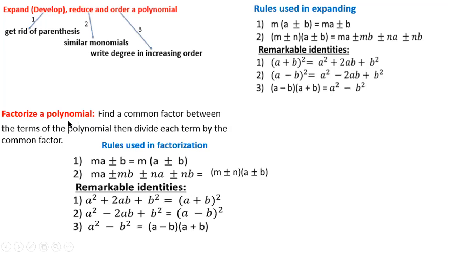To factorize an algebraic expression or a polynomial, we should find a common factor between the terms of the polynomial, then divide each term by the common factor. So in rules of factorization, we have these two rules, the rule of common factor or using one of the rules of the remarkable identities.